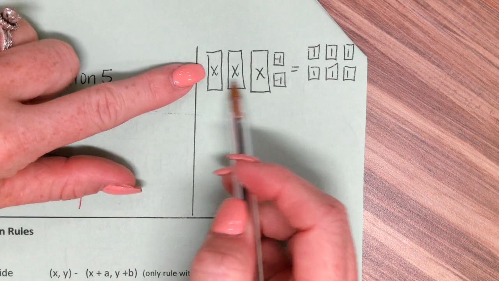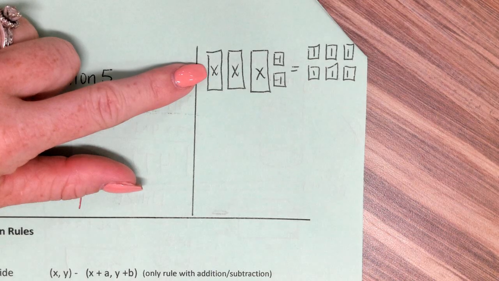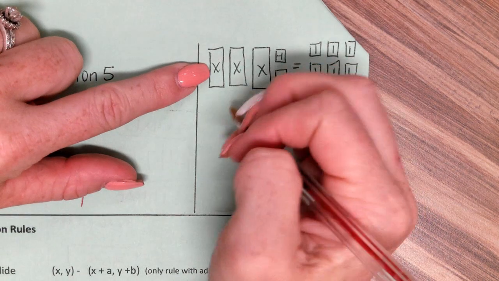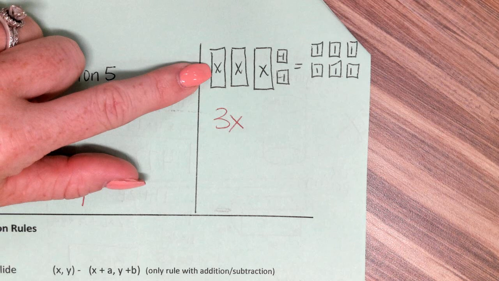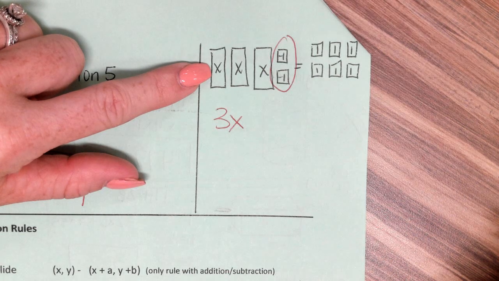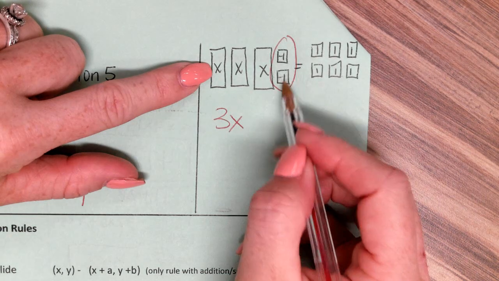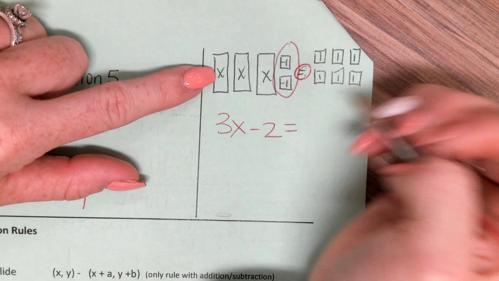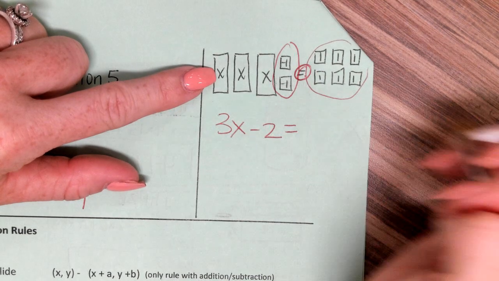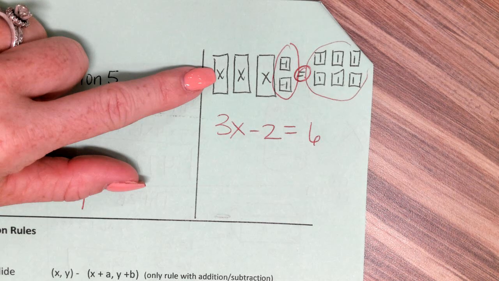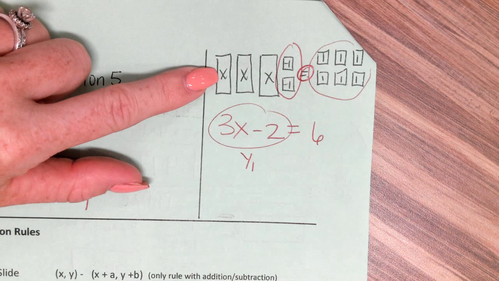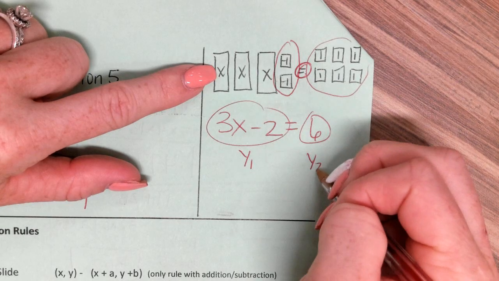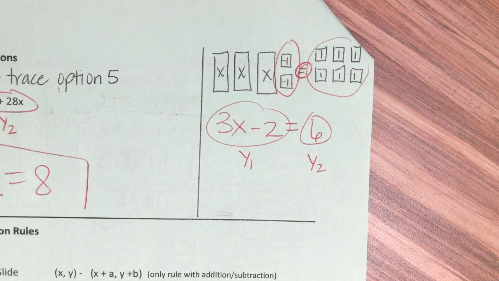What does this mean? So what are you doing? You're writing it, right? So there's 3 x's, so 3x. What does this piece mean right here? Minus, how many are there right here? 2. What does this piece mean? An equal sign. And how many ones are here? Could I solve this the exact same way? This side would go where? Y1. This side would go where? Y2. Second trace, option 5, enter, enter, enter.